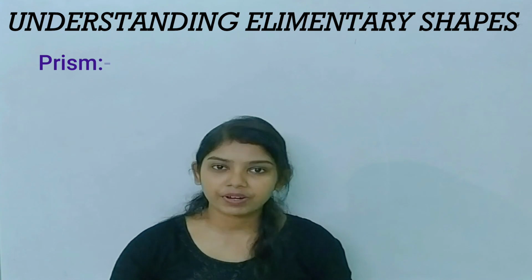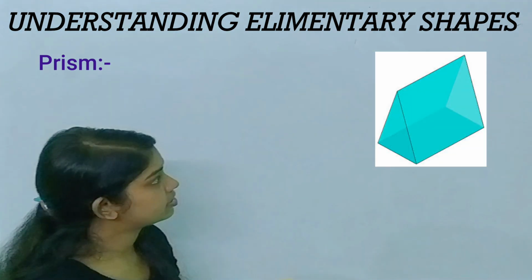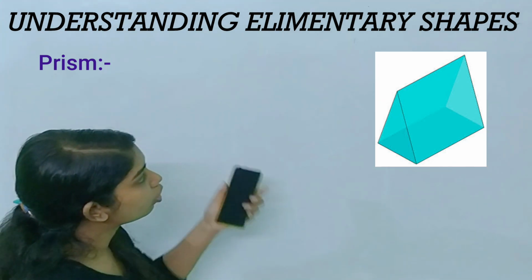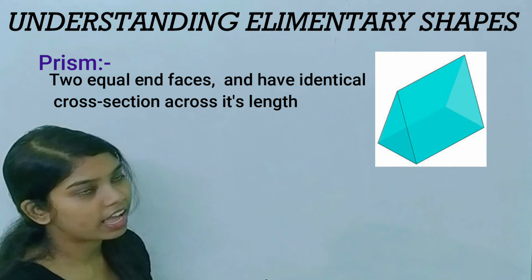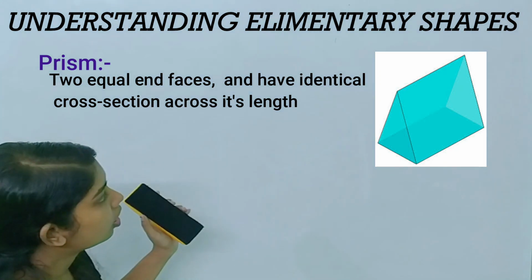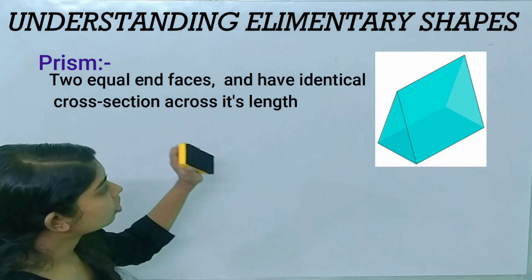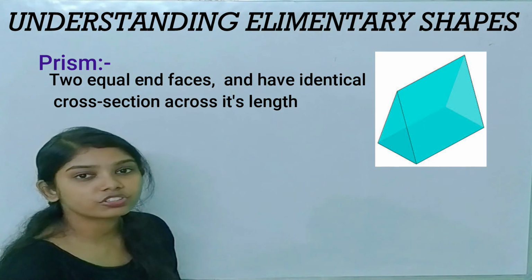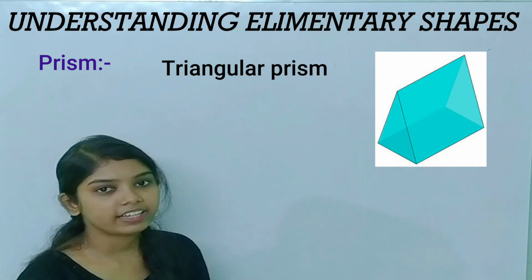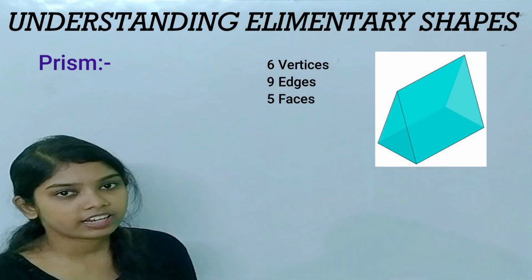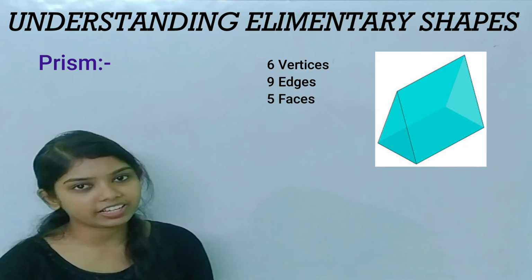Next topic is prism. Prism is a 3D shape. As you can see, there is a picture of prism. It consists of two equal end faces. Also have identical cross section across its length. Since you can see the cross section looks like a triangle, so generally we call a prism a triangular prism. It has 6 vertices, 9 edges and 5 faces. 2 triangular and 3 rectangular.